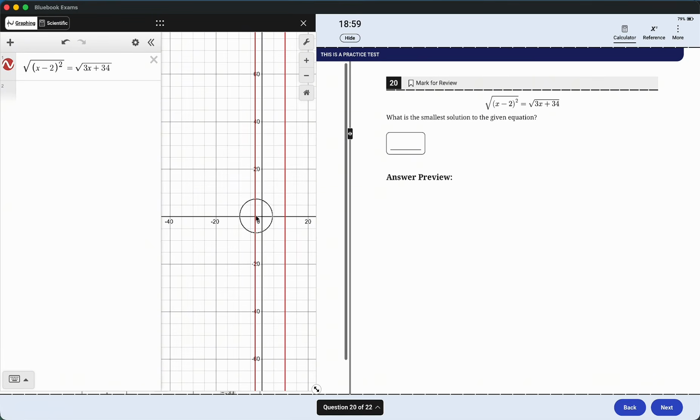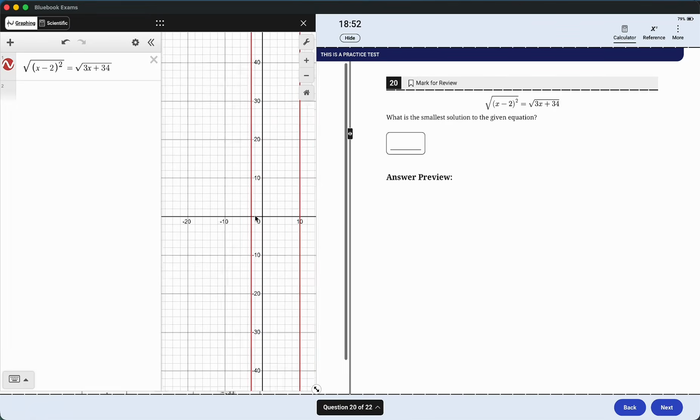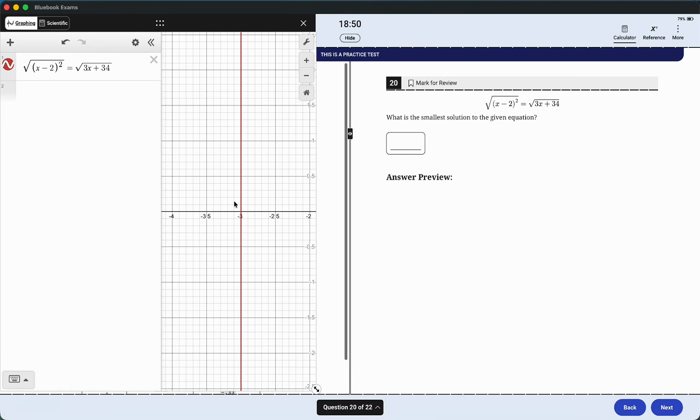Normally you can click on it, right? Sometimes like here with radicals or some other ones, Desmos for whatever reason doesn't let you click on it. They want the smallest solution, which was this one here. Just zoom in on it. You can see that that's -3 and we're done.